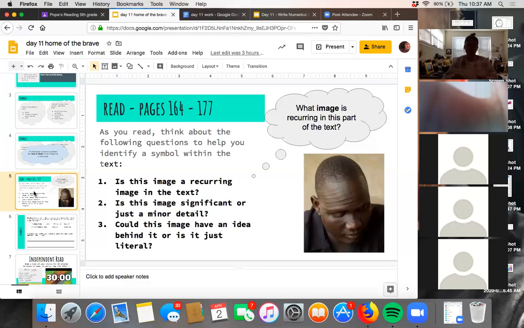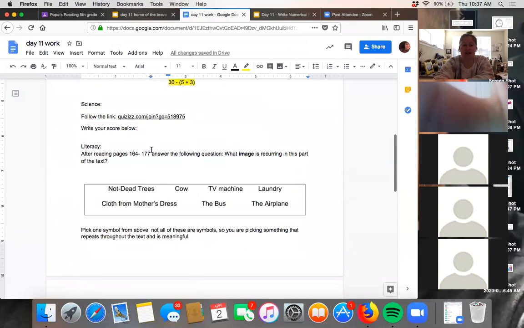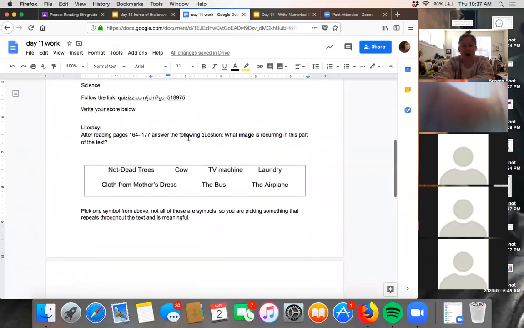And that's page 177. So what is an image that keeps reoccurring in this part of the text? So what's something that we keep seeing or he keeps talking about? Being a man. Okay, being a man. So what could that symbolize? And I'm going to switch to my day 11 work because it's right here. After reading these, what image has occurred in the part of this text? So you said he keeps talking about wanting to be a man. What does that represent?